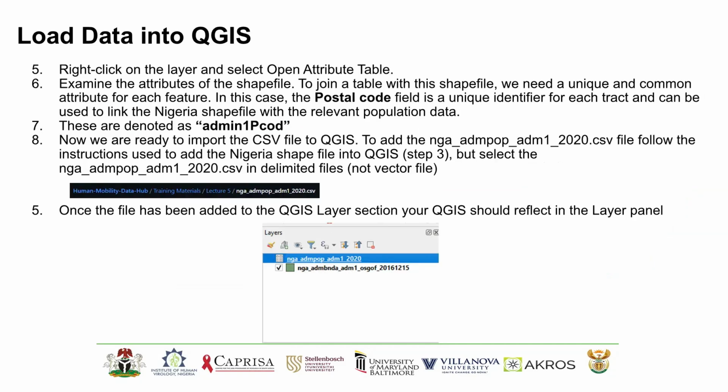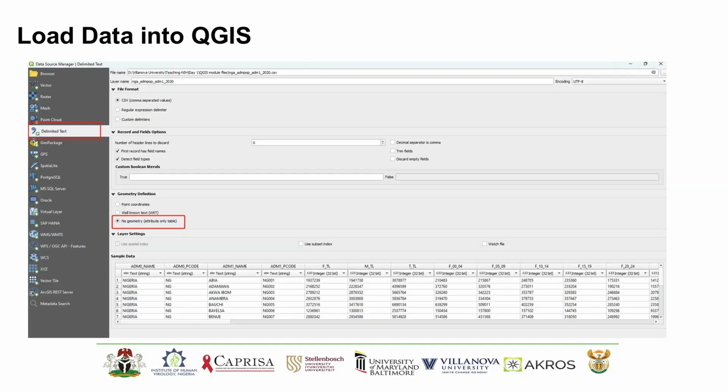Next, right-click the Nigeria layer and select Open Attribute Table. Here, you can explore the information associated with each state, including names, administrative codes, and postal codes. We'll use the field called admin1pcod as our unique identifier to join this shapefile with other datasets. This is an essential step because spatial joins require a field that exists in both the shapefile and the external table. Now we're ready to import the population data.